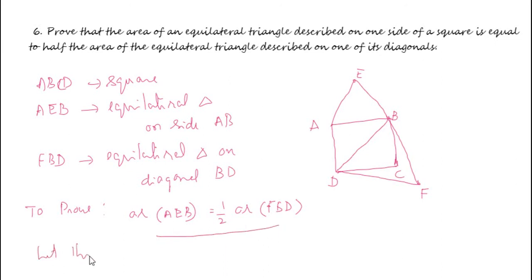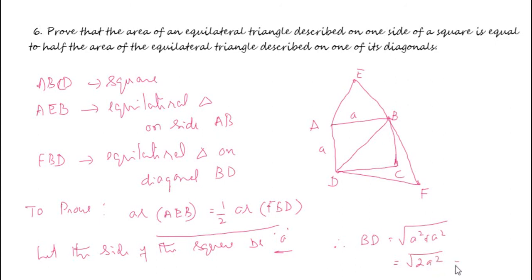Let the side of the square be A units. So this is A, this is A. Therefore BD is equal to square root of A square plus A square, that is equal to square root of 2A square, or this is root 2A. That is the diagonal.